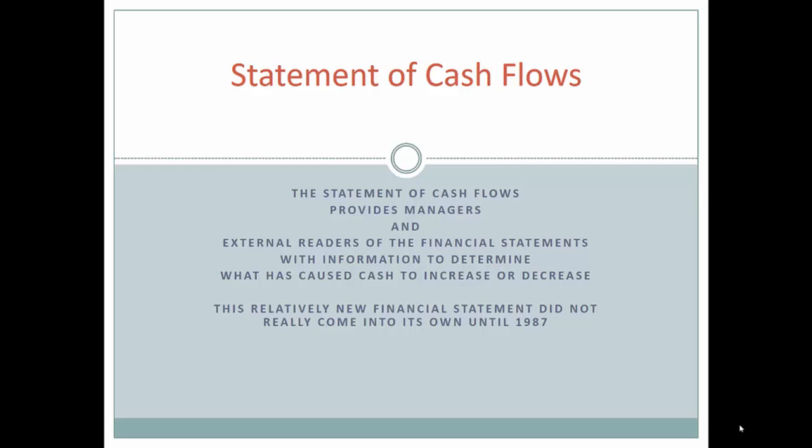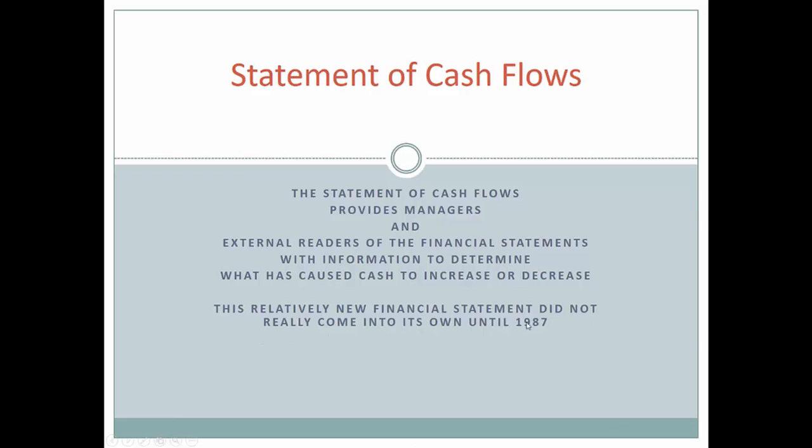of the financial statements. We've prepared a statement of retained earnings or a statement of owner's equity, also used to prepare information for external readers of the financial statements, and the balance sheet does the same as well. This is the fourth and final financial statement that is prepared by a company each month. It's called the Statement of Cash Flows.